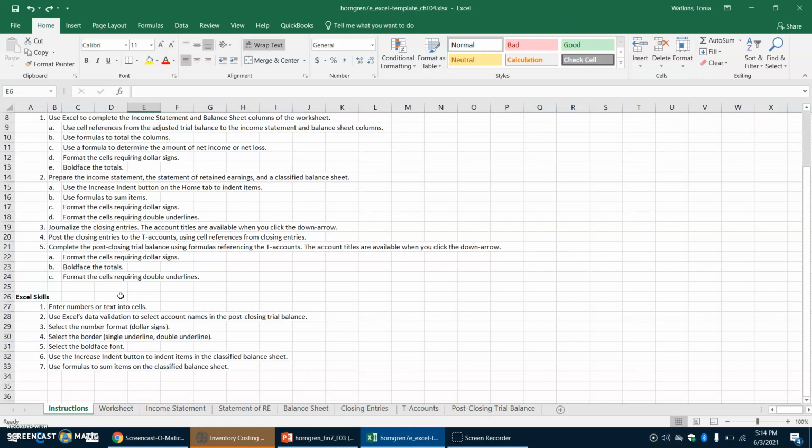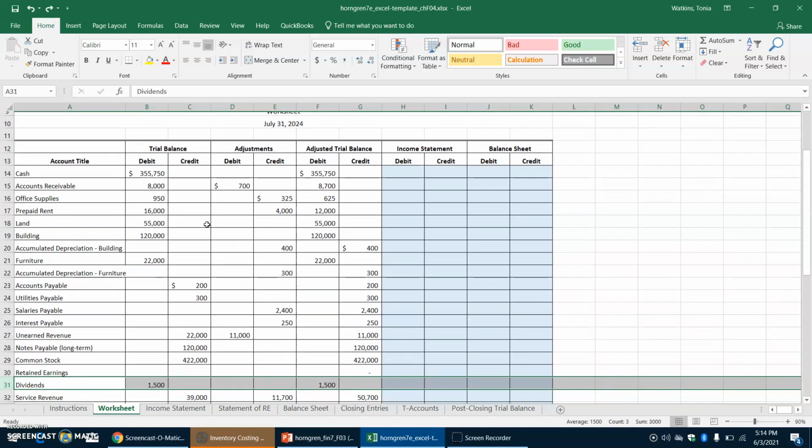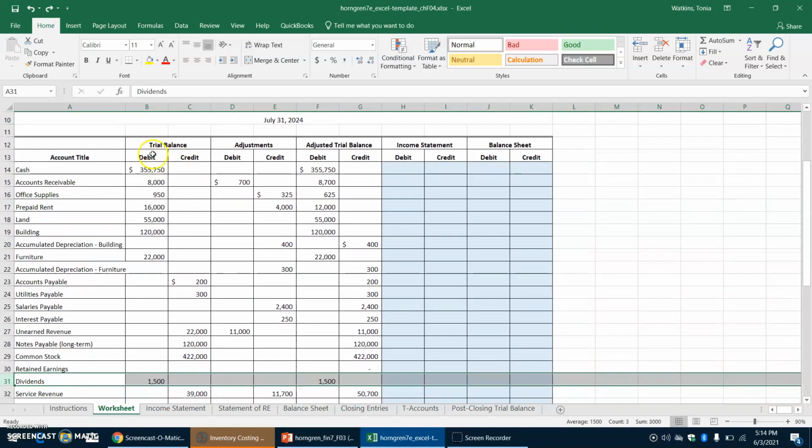This is the problem in the format of an Excel worksheet, so that's why it will look a little differently just for presentation purposes. But I have the accounting worksheet on the screen, and you see the headings. We've got a trial balance, adjustments, which were Chapter 3, an adjusted trial balance, and then you have the income statement and the balance sheet columns.